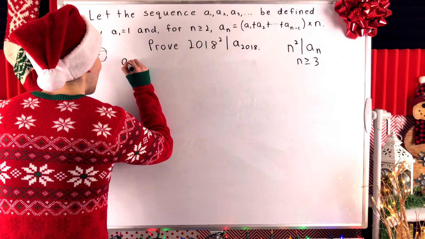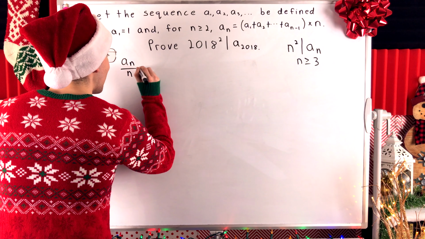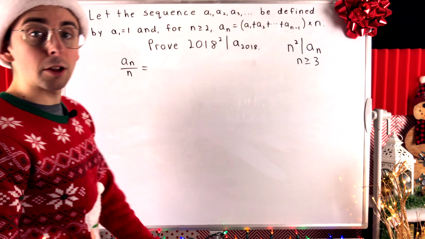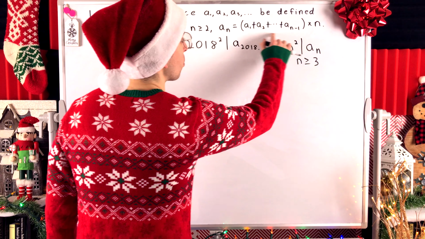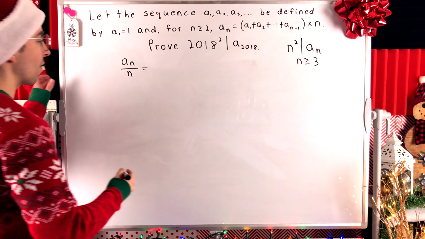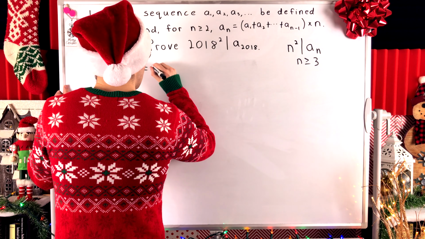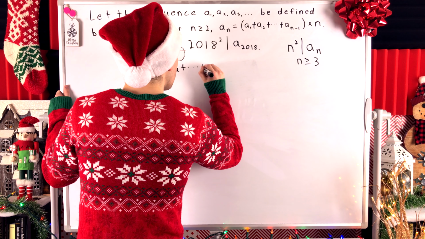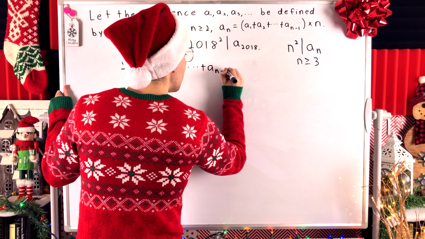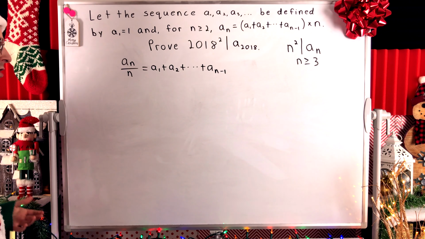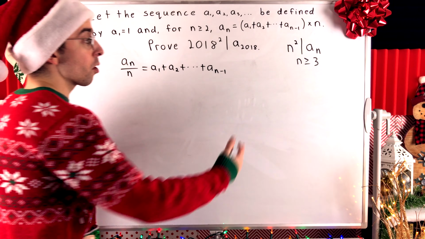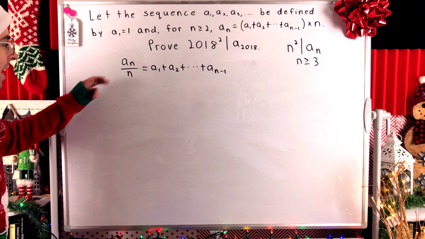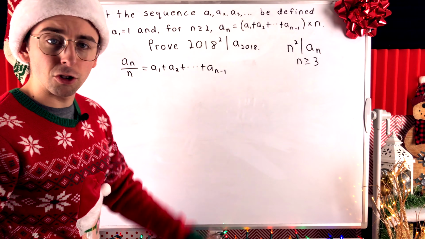We'll take a look at a_n divided by n. If we divide the nth term of the sequence by n, what's left? Well, by definition, it would be the sum of the previous terms because we divided out that factor of n. So that would be a1 plus a2 and so on all the way up to a_(n-1). And remember, as we try to prove this, that we are assuming n is at least 3.